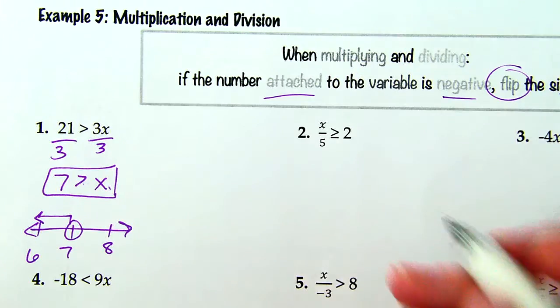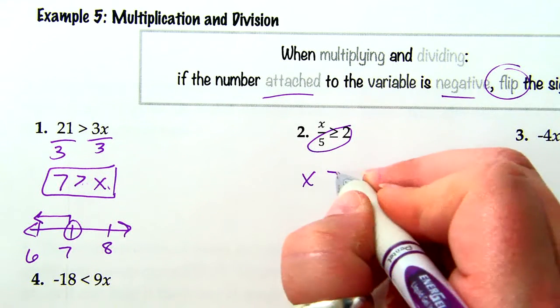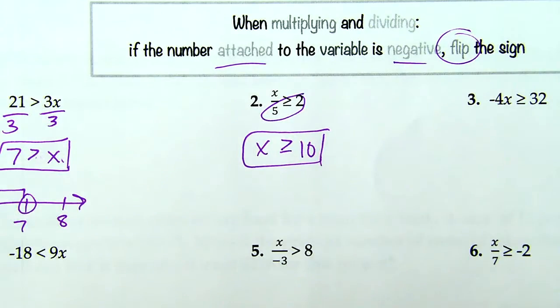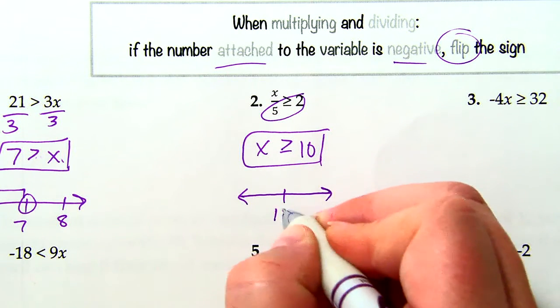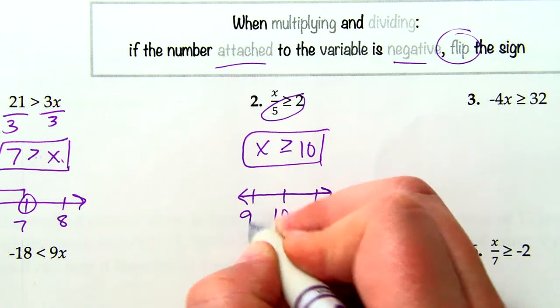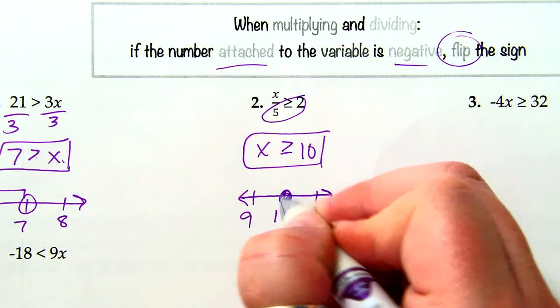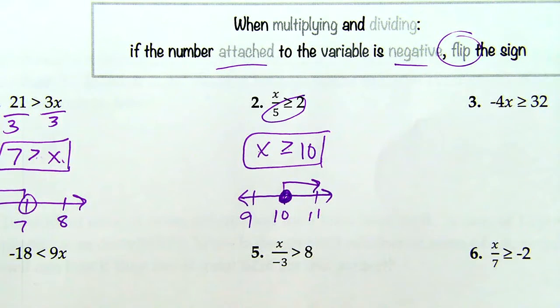Number 2. So to get x by itself, you multiply 5 times 2, which is 10. I'm not flipping the sign because there's no negative there. So it's just x is greater than or equal to 10. Number line has 10, 11, and then 9. So we get a dot on 10 because it's got the equal to. X is greater than, so that goes towards the 11.